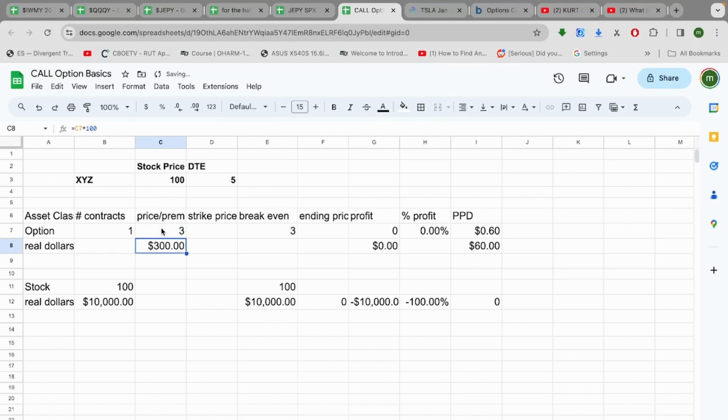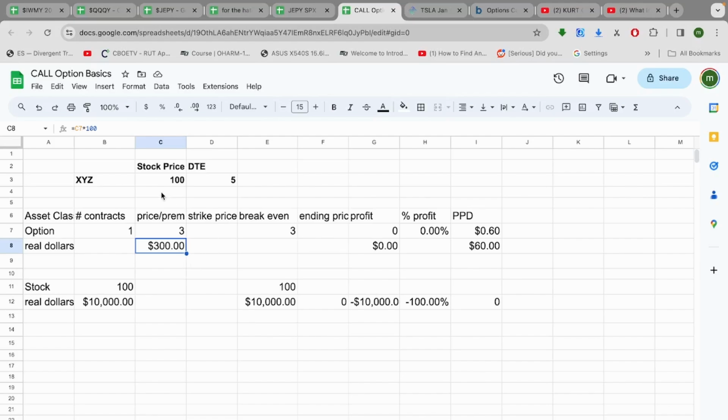Okay, but like I said, options are priced in hundreds, kind of like dogs age in dog years, in sevens. Options are priced in hundreds. So when somebody says, I bought an option for $3, they didn't spend $3, they spent $300.